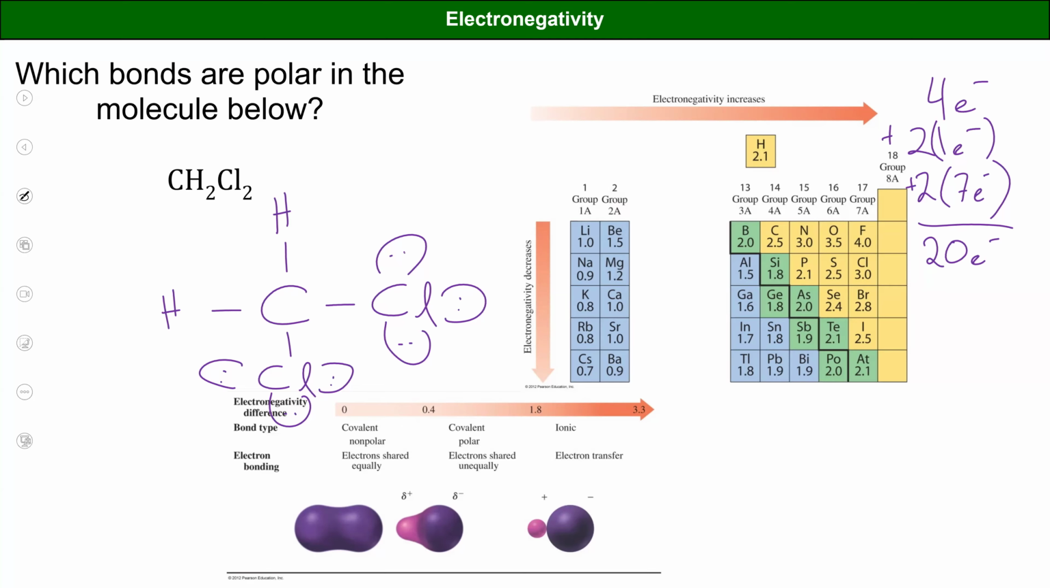Count up your electrons. I get 20 valence electrons. Carbon's got the most vacancies. And here's the other kicker. If you have multiple atoms that have the same number of vacancies, whatever is less electronegative goes in the middle, because you're forcing it to share more if it's in the middle. So you're never going to put the most electronegative element in the middle.